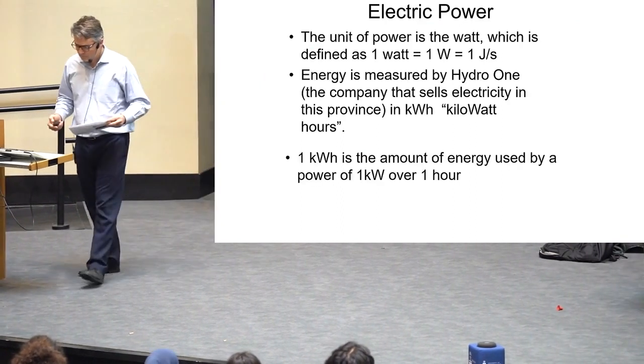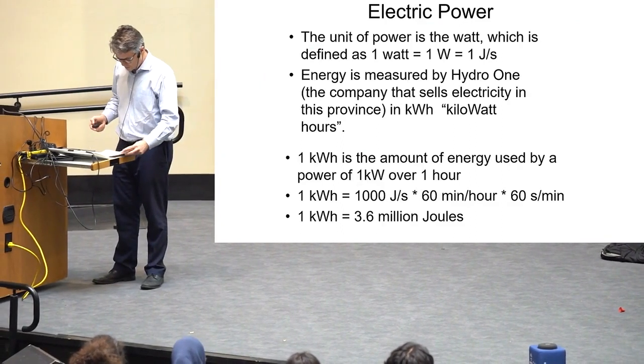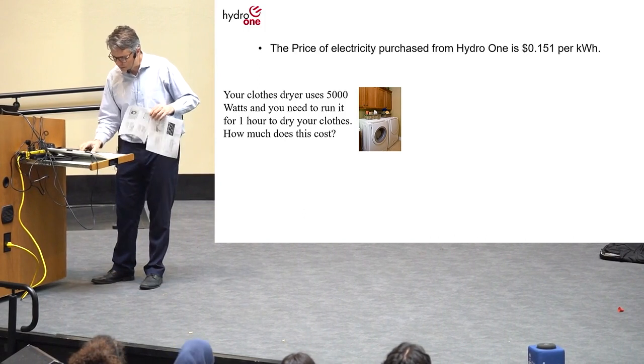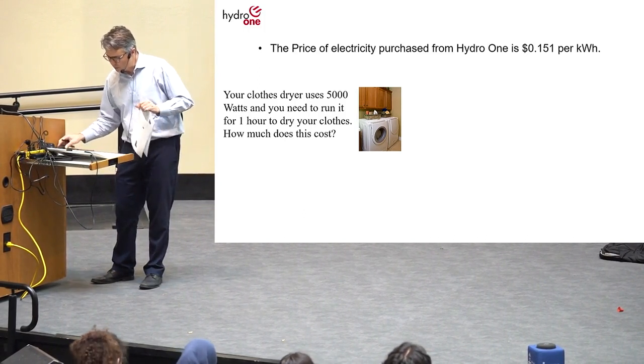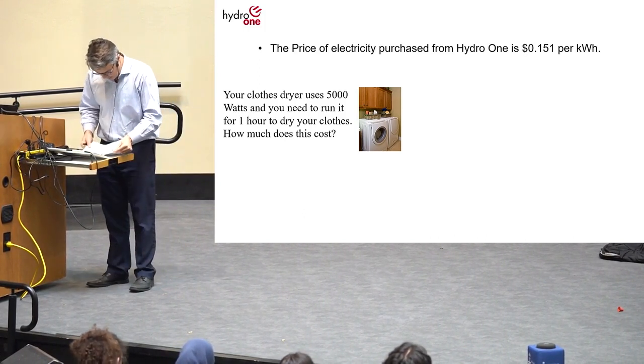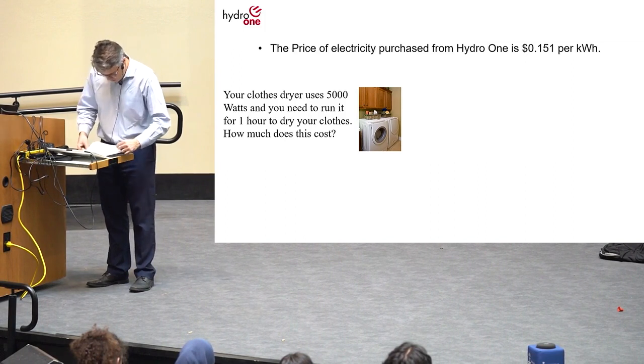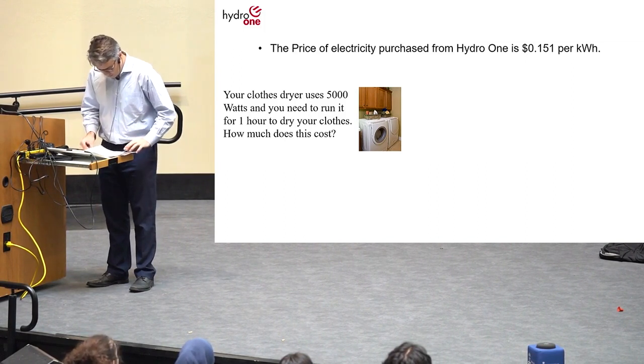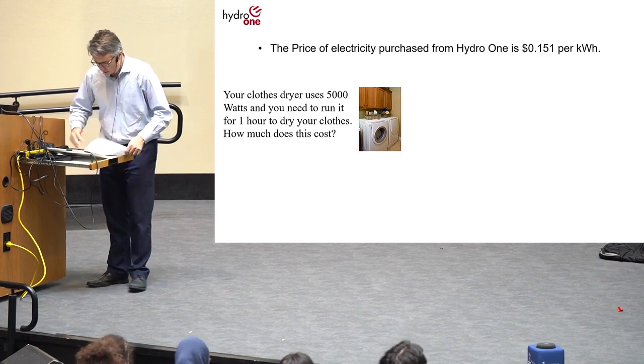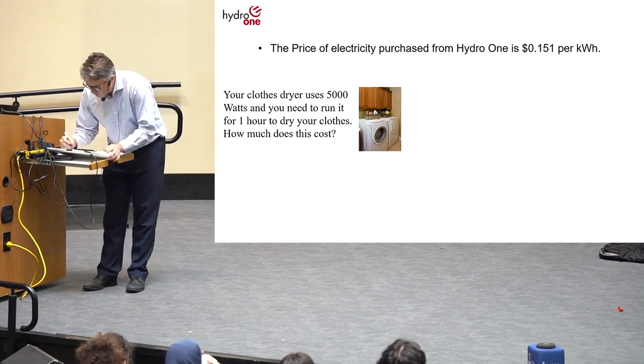Already did this, that slide came out twice. There you go. The price of electricity purchased from Hydro One is about 15 cents per kilowatt hour. So let's say that your clothes dryer uses 5,000 watts, for example. And I would just write here the rate.